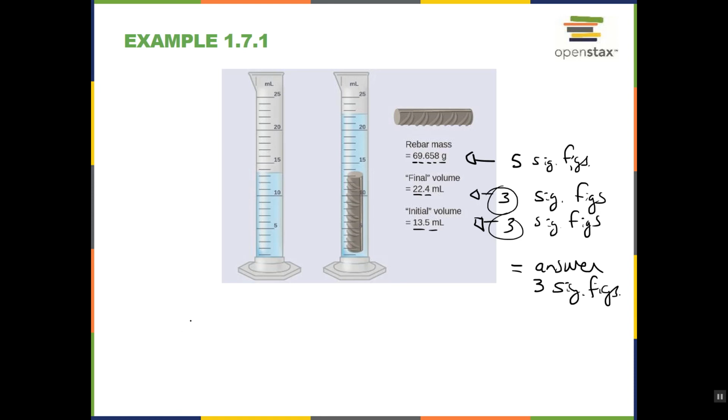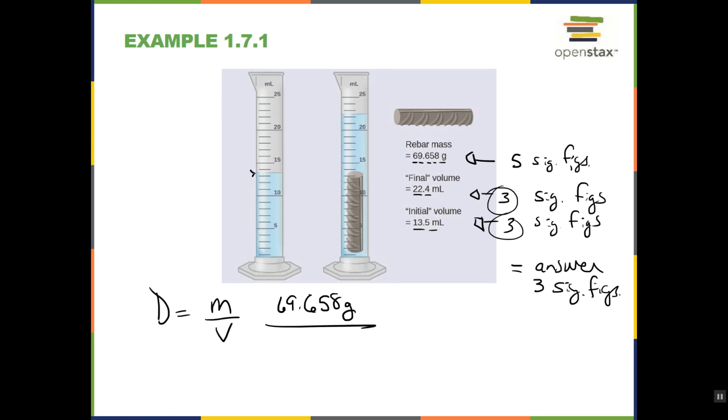Okay, so let's say we're going to do this problem. This is a density problem, right? We want to figure out the density of the rebar. Okay, we don't know what this rebar is. We know what the mass is. So remember, density is mass over volume. So we know what the mass of the rebar is. It's 69.658 grams.